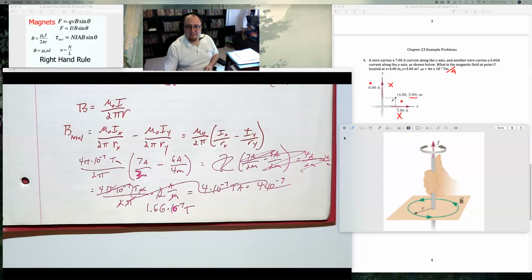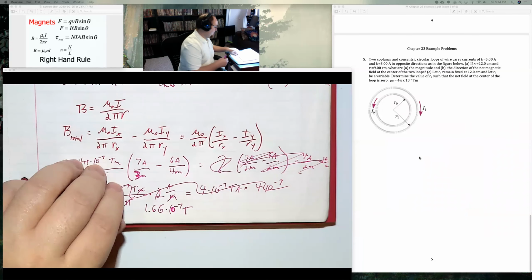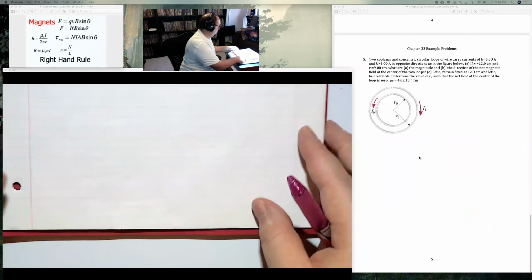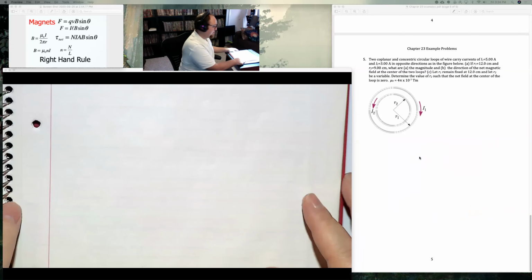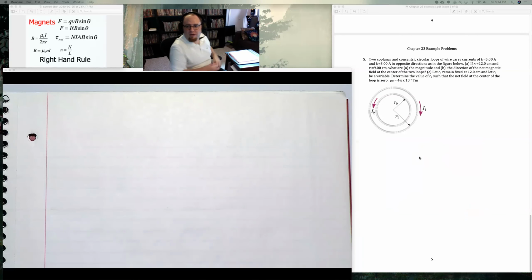Now I can actually use that same logic on this last one, because I'm going to bother doing the last one today. This last one has loops. It says, okay, I have two coplanar and concentric circular loops, each with their own current, going in opposite directions. Given the radius of both, what's the magnitude and direction of the magnetic field at the center of the loops?